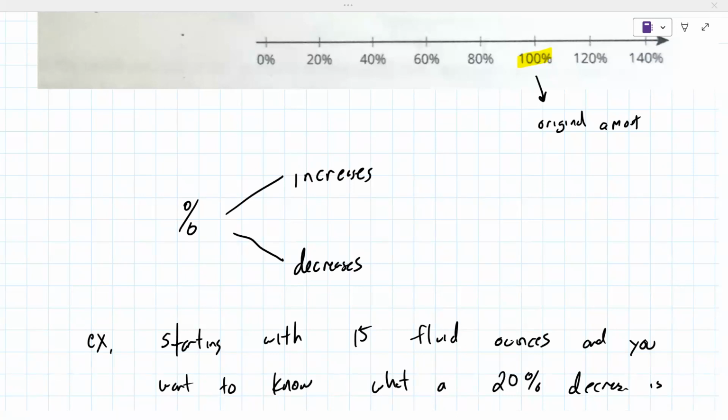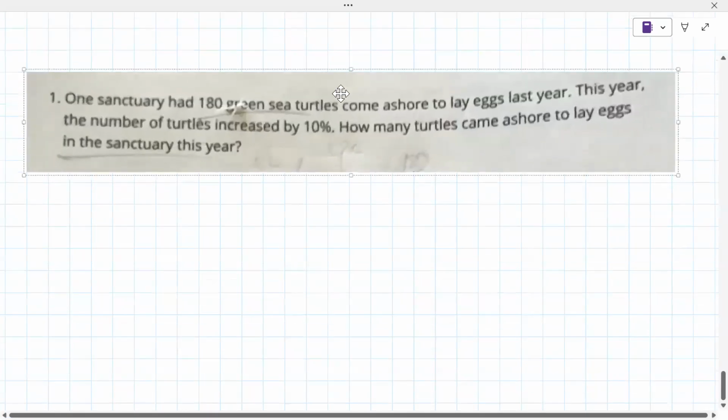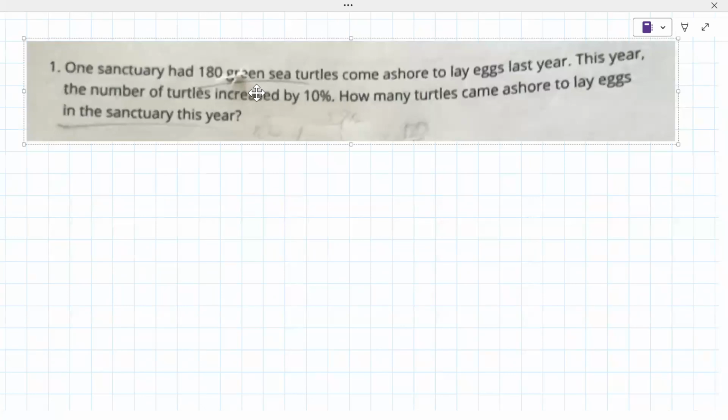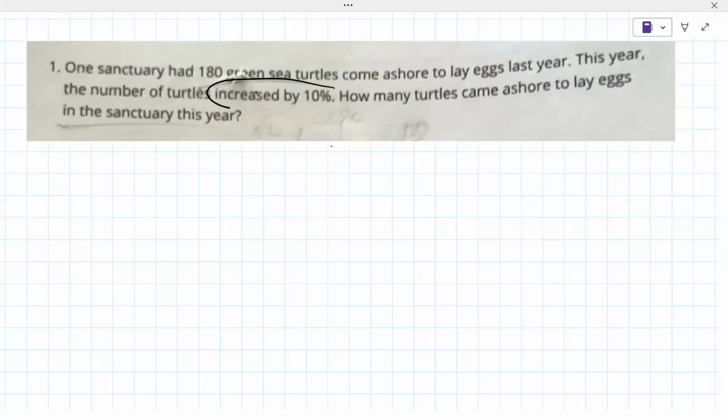So we don't have the time to do more decrease problems. We're going to do a couple more increase problems, which is exactly what number one is on the next page. So let's take a look at number one. All right. One sanctuary had 180 green sea turtles come ashore to lay eggs last year. The number of turtles increased by 10%. Okay, so see how this is an increase problem? It says increase or the word more. What is the original amount?